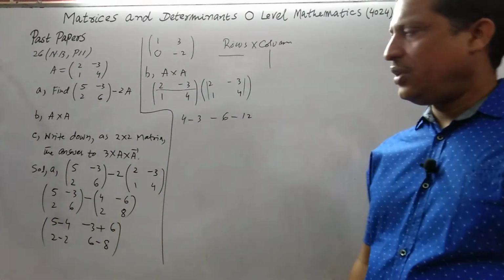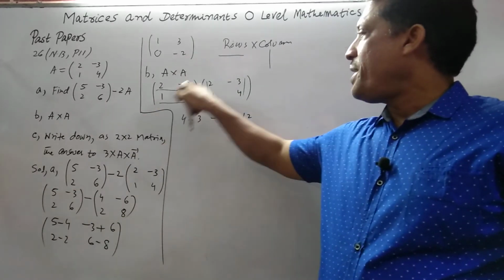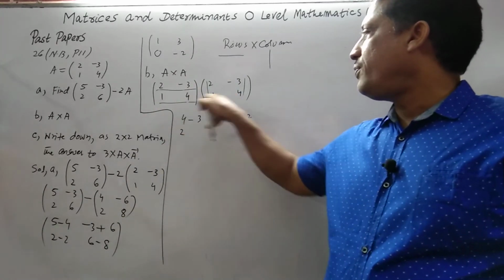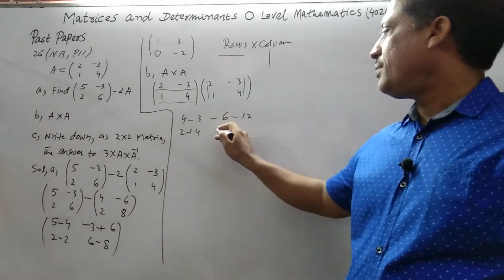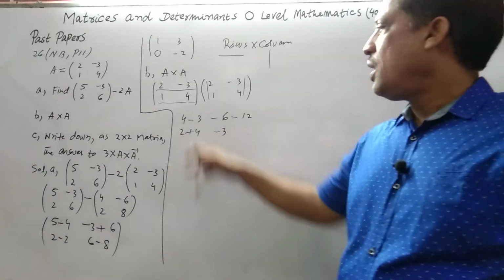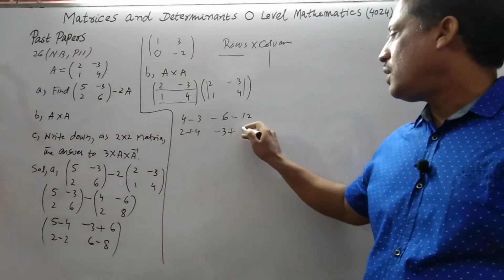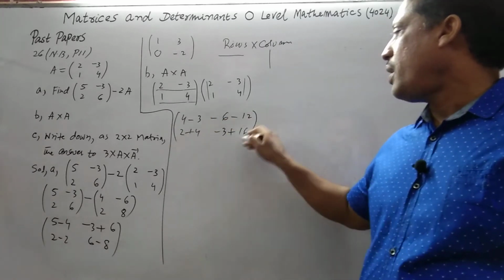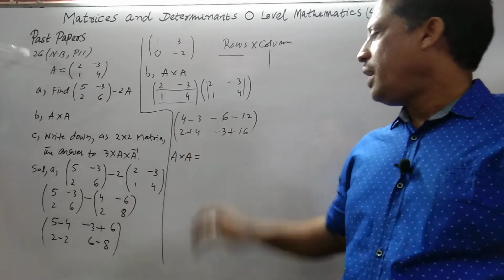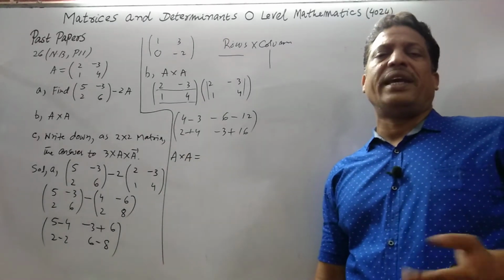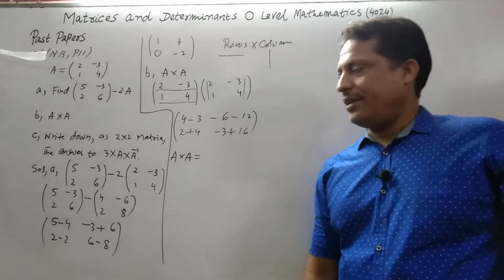Come to the second row, same steps. Second row multiplied by the first column: 1 times 2 is 2, and 4 times 1 is 4. 1 times minus 3 is minus 3, and 4 times 4 is, if there is no sign, we always put plus, 16. Therefore A cross A, or you can say A square, means you always multiply A by A.